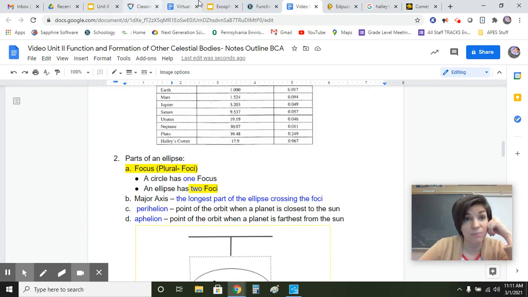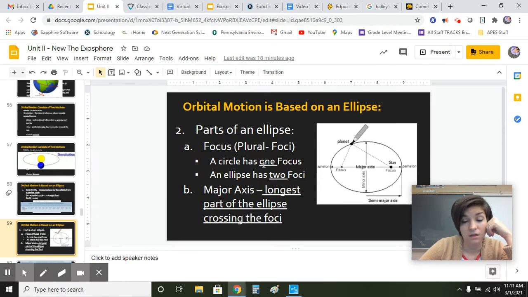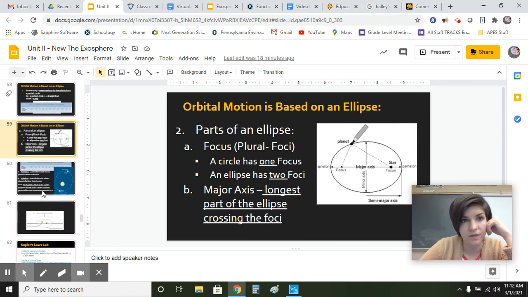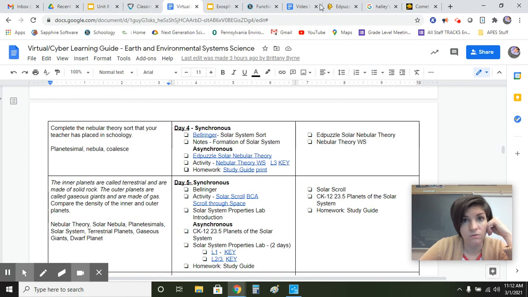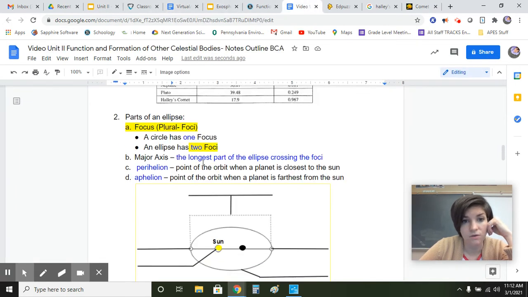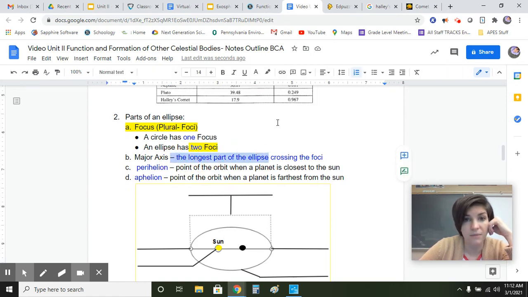When we're looking at the shape, you have the major axis, which is right here, and that is the longest part of the ellipse, and it crosses both foci. So it goes through one, goes to the other one. And you'll notice that for a planet, the sun or that planet's star is going to be one of the foci, one of the 2 foci. Okay? All right, so where's my notes? There we go. So the longest part of the ellipse is the major axis.